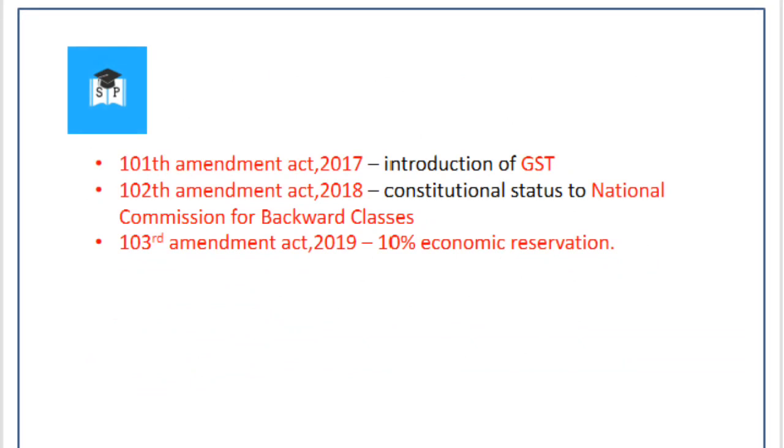Then about the latest amendments, the 101st Amendment Act of 2017 led to the introduction of Goods and Services Tax, that is the introduction of GST. The 102nd Amendment Act of 2018 gives the constitutional status to the National Commission for Backward Classes. The most latest amendment in the Constitution, that is the 103rd Amendment Act of 2019, that is the 10% economic reservation. We are coming to the end of this video. We will discuss the procedure for amending the Constitution and the tricks to study these amendments in the coming videos.